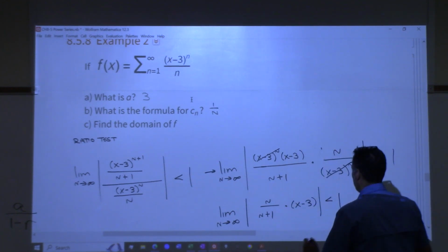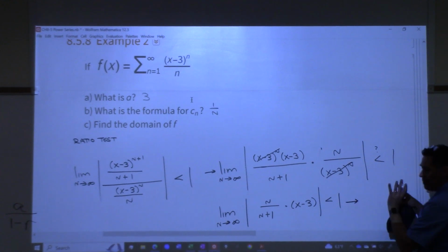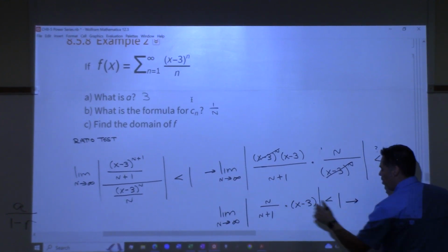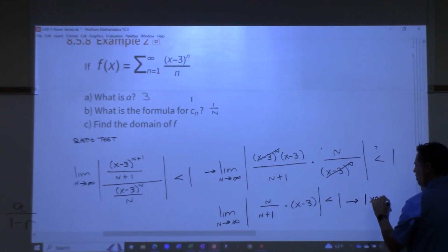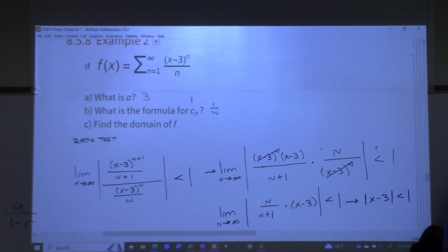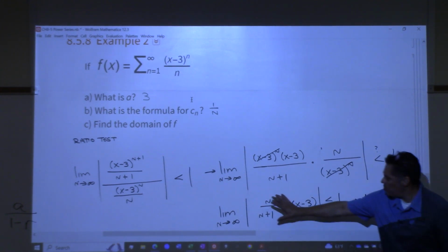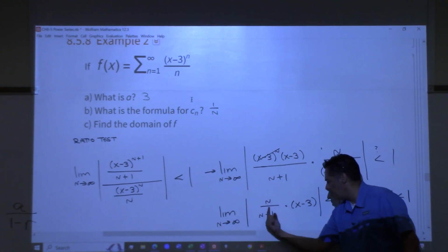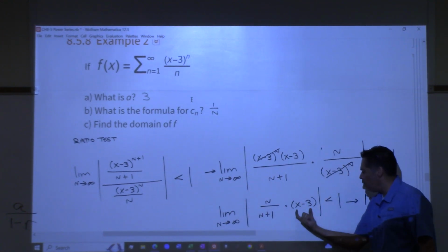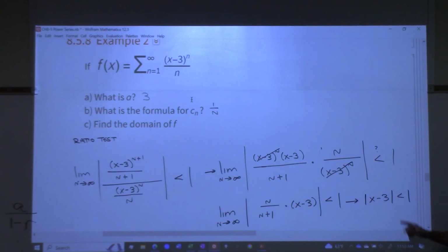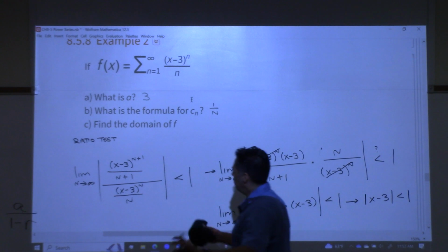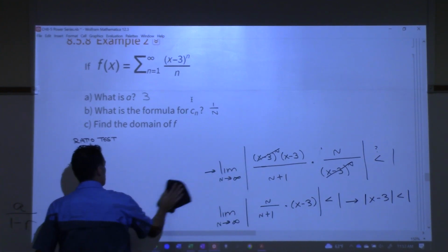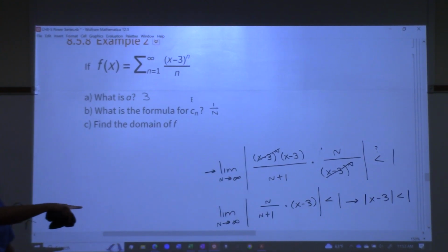So when I apply the limit now, so no more limit, that turns into a 1. So don't I just get the absolute value of x minus 3 must be less than 1? Right, because that goes to 1, sorry, not 0, goes to 1. You take the limit, that goes to 1, and so all that's left is the absolute value of what's in here. And I need that to be less than 1, right? So, hold on. Okay, so I've got that absolute value inequality over there.